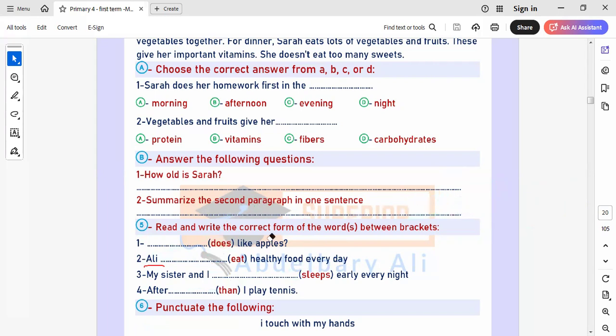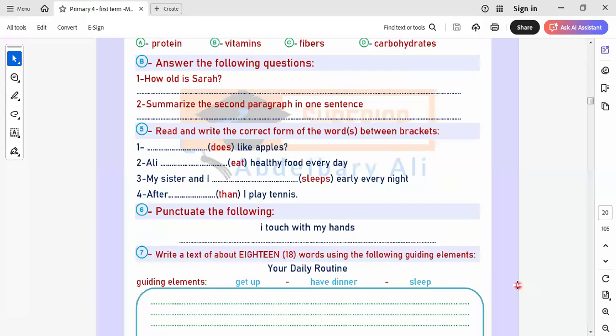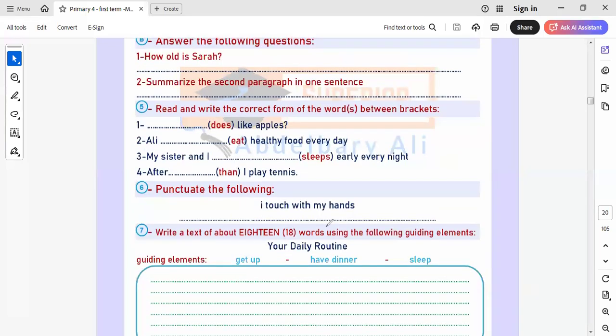This is the punctuation. As we told you before, the pronoun I, in any place of the sentence, must be written in what? In capital letters. So here it will be: I touch with my hand, and I put a full stop at the end of the sentence.